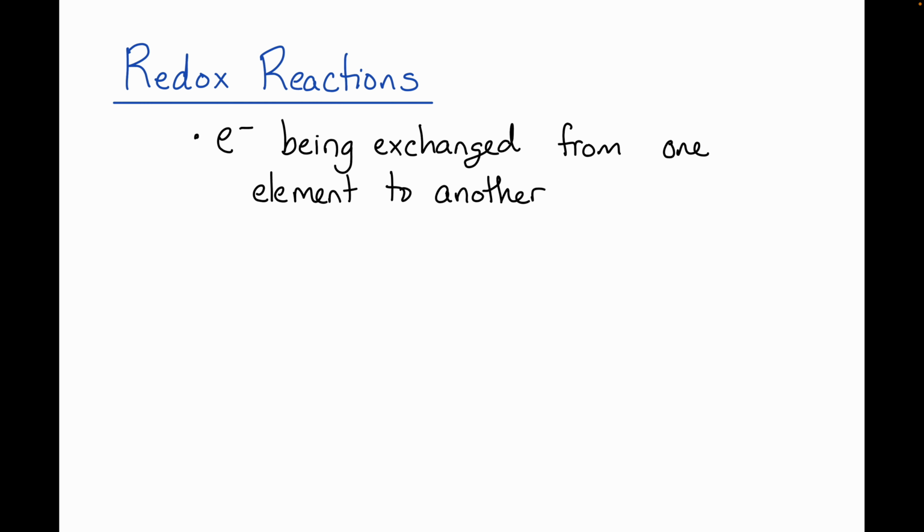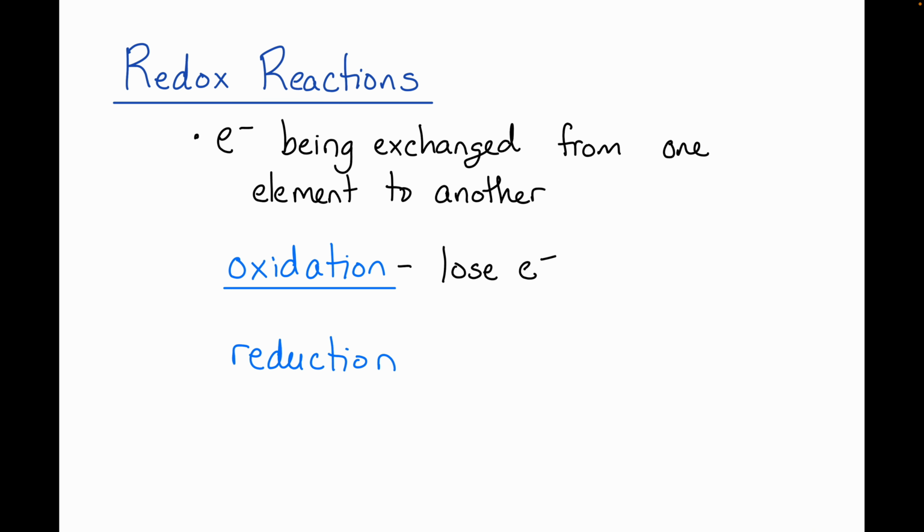All right, and this term redox reactions is because every time you have a redox reaction, there's one element that's being oxidized. So this term oxidation refers to losing an electron. Well, where is that electron going to go? The other element is getting reduced, or the process of reduction is gaining an electron.